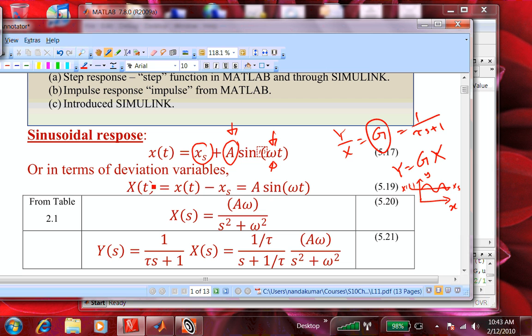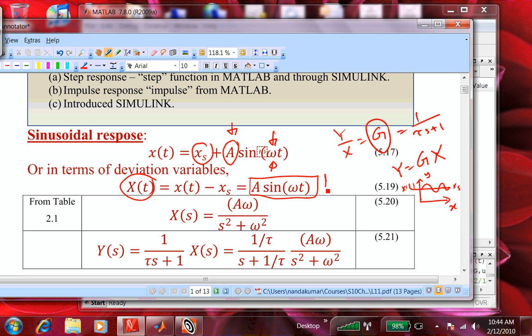In that case, the capital X, the deviation variable, in the time domain will be simply x minus xs, because that is how we define the deviation variable. The actual variable minus the steady state value. So that simply becomes A times sine omega t. And A and omega are two parameters that we decide when we are enforcing a particular system.